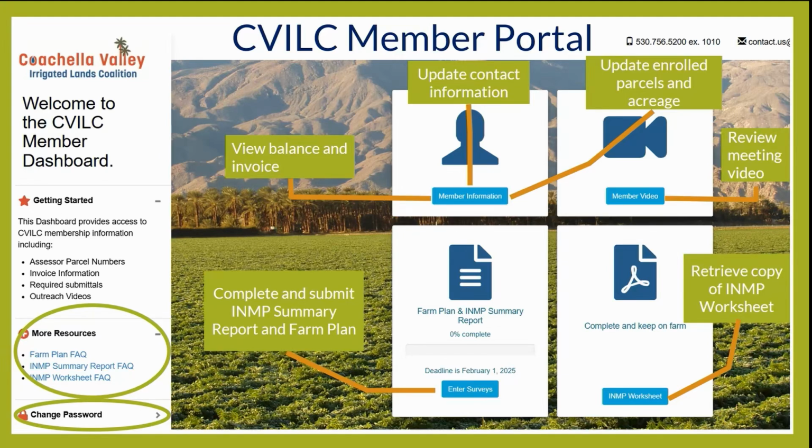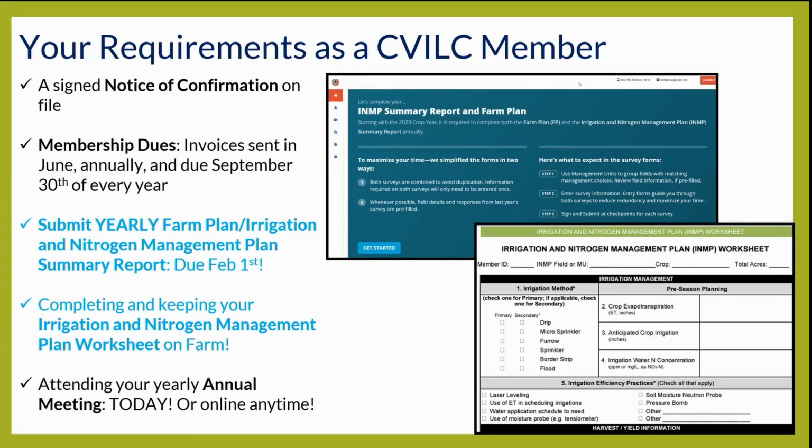If you click on that INMP worksheet button, that's where you can download a PDF. You can either save it on your desktop and fill it in on the PDF, or print it and fill it out on hard copy. But you do need to have that copy on farm by March 1st of every year. Back to the navigation bar, over to the left, there are some FAQs, frequently asked questions, about the farm plan, the INMP summary report, and the worksheet. And then if you need to change your password, you can do that here. This is a visual over in the corner of your worksheet, so this should look familiar to you. Just want to make sure you know that it does not get turned into us, that stays on farm.